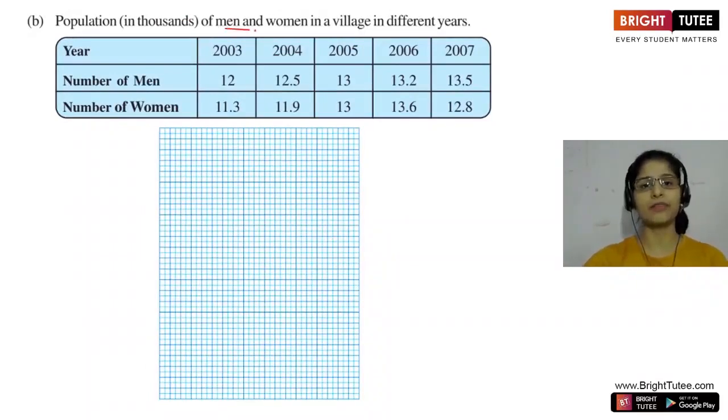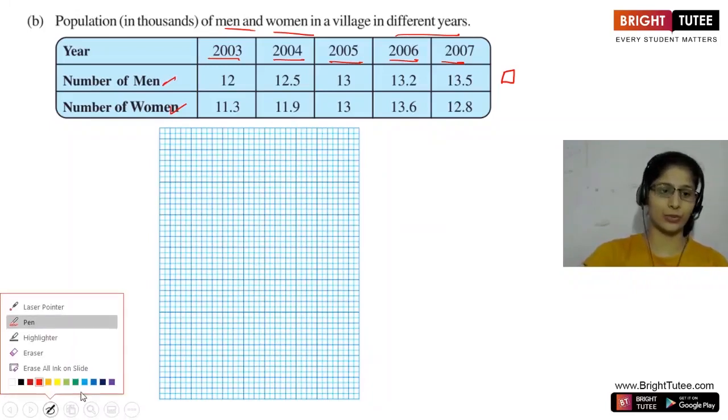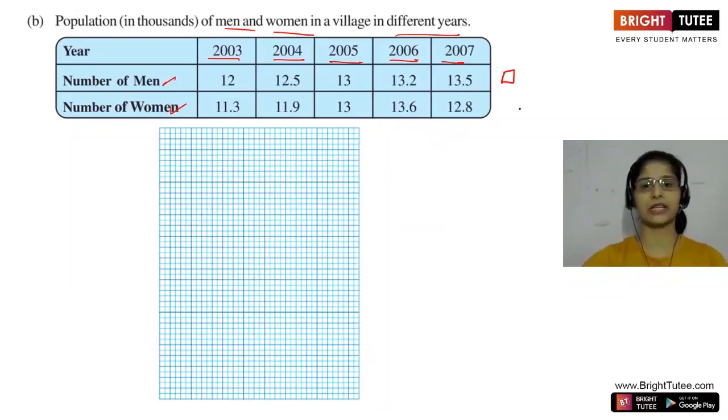Here, population of men and women in a village in different years is given. 2003, 4, 5, 6, 7. There are 5 years given. In these years, the number of men and number of women is given. So suppose for number of men, I use a red color. Okay. And for number of women, we will use a blue color, suppose. Or I would say this color we will use. Okay. Now, number of men and number of women is given, and the year is given. Okay. Population in thousands. These are the population in thousands given.